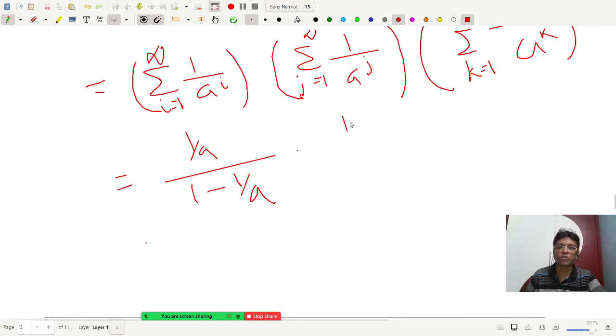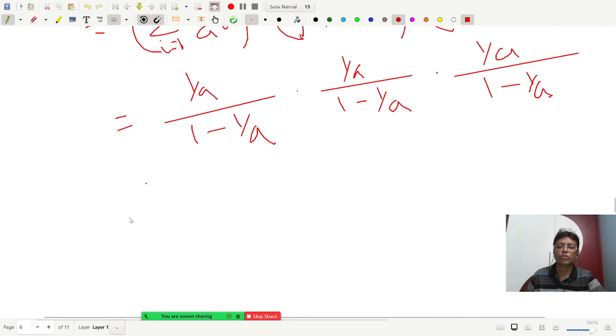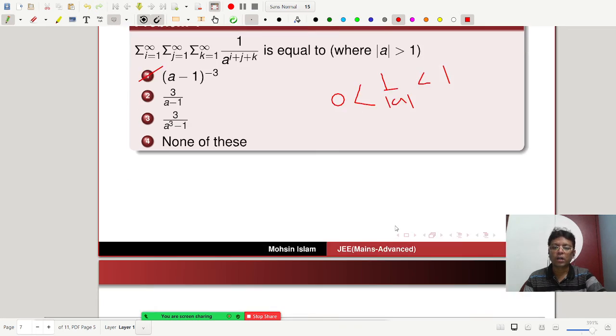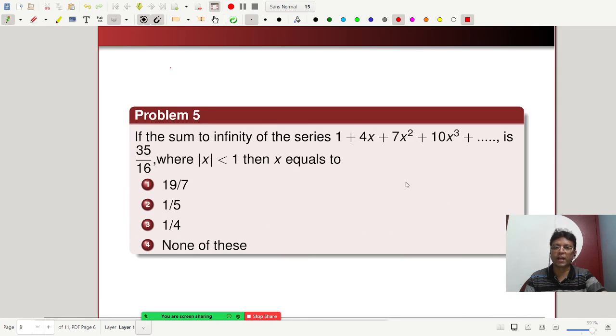For the second case, you have the same infinite series, and in the third case, the same infinite series as well. So you have the same expression. You can write and simplify it as 1 by a minus 1 whole cube. That's the answer. Let's check the answer. Yeah, you have option 1A, the first option. So that's the use of summation and the infinite GP series. Next, let me go to question number 5 once again.